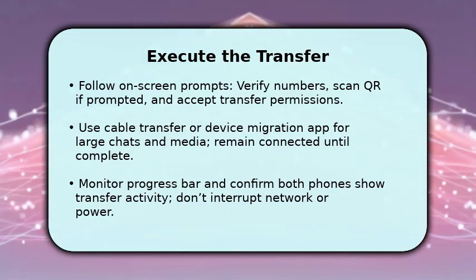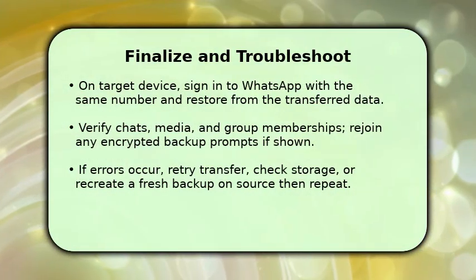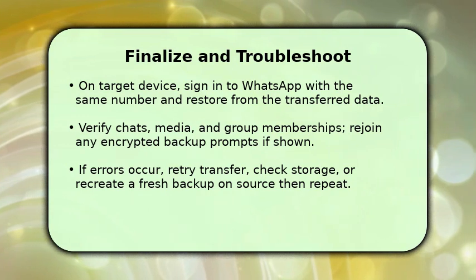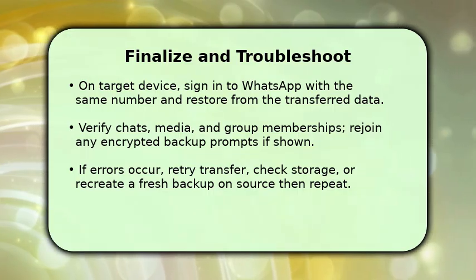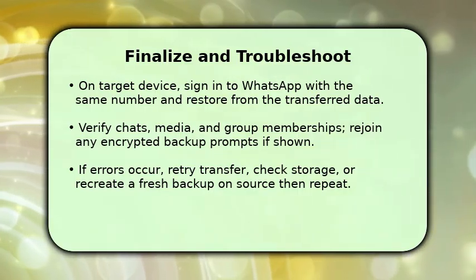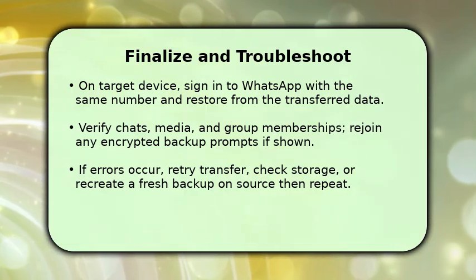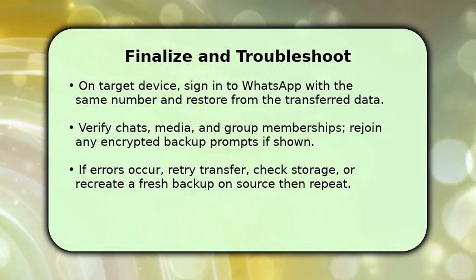Tap through to finalize. Finish by opening WhatsApp on the new phone and signing in with the same number. The app will detect transferred data and prompt you to restore. After restoration, skim key chats and media to confirm integrity and make sure group chats and settings migrated correctly.